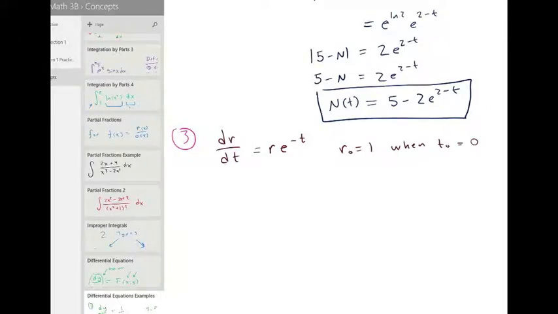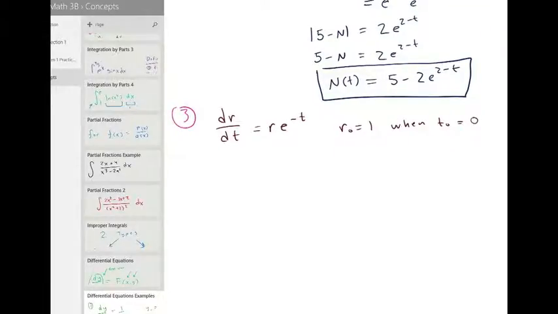So our third example is the rate of change of r with respect to t equals r times e to the negative t. And we have our initial condition r sub 0 equals 1 when t sub 0 equals 0. Now I'm going to show you a different way to deal with the initial conditions here, but let's separate this equation first. So if we divide both sides by r and multiply both sides by dt, we get 1 over r dr equals e to the negative t dt.